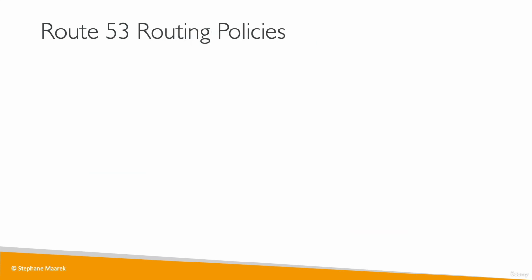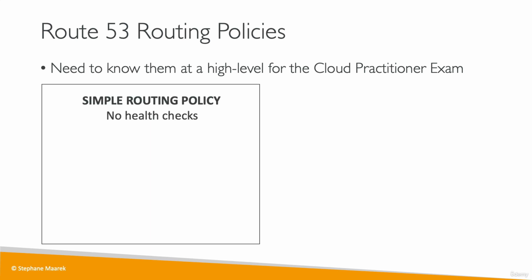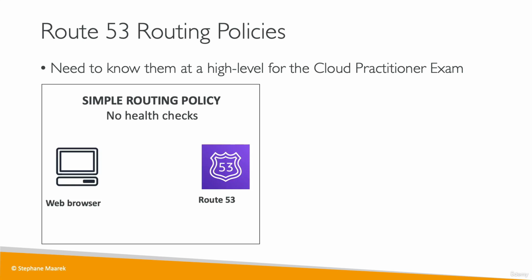What you need to understand as well for Route 53 from an exam perspective is routing policies. So we need to know them at a high level and decide what's the right one based on the use case. But as you'll see, it's pretty simple. The first one is called a simple routing policy, which has no health checks. Our web browser will go into our DNS system, do a DNS query, and get an IPv4, for example, as a result. That's a simple routing policy, the basic one we can understand.